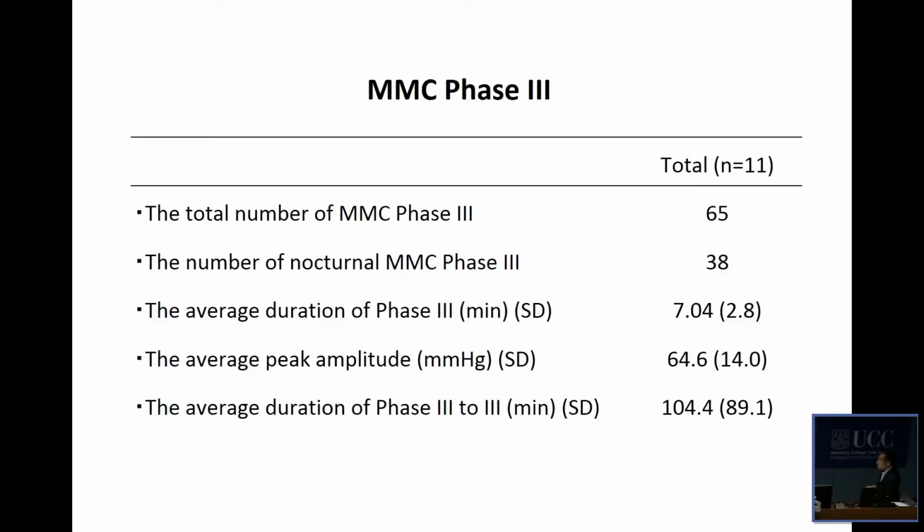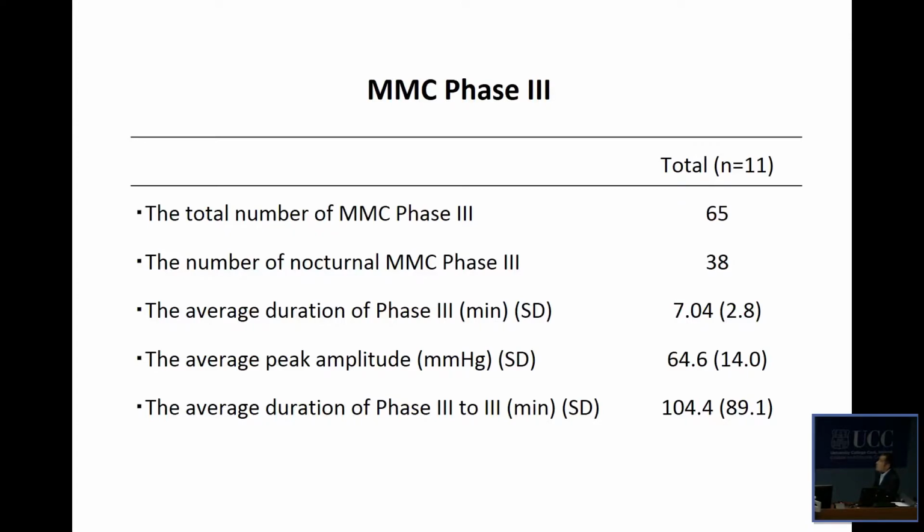These are the characteristics of MMC Phase III measured in this study. The total number of MMC Phase III was 65. The number of nocturnal MMC Phase III was 38. The average duration of Phase III was 7.04 minutes. The average peak amplitude was 64.6 mmHg. The average duration from Phase 3 to Phase 3 was 104.4 minutes. These MMC Phase 3s and all parameters appear to be within normal range.